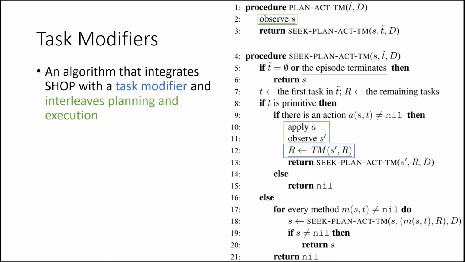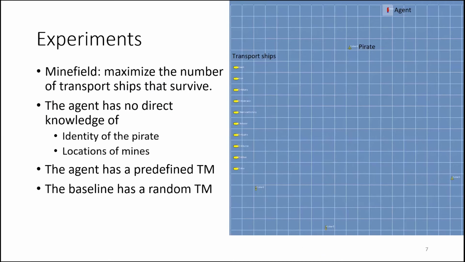And we did some preliminary experiments to evaluate an implementation of a task modifier. So one of the domains is a marine vehicle simulation environment. And this domain has some of the characteristics described in the previous slide about having certain unexpected events that the agent needs to handle. So in this environment, at the start of each episode, there are some transport ships on the left, and they will move from left to right.